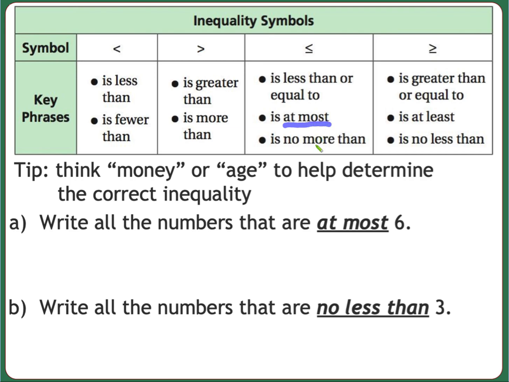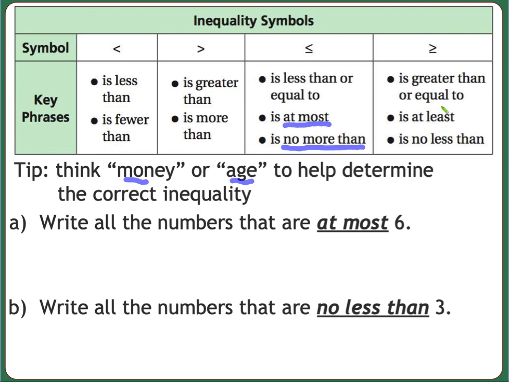Is at most or is no more than. It has the word most and more than in there, yet we're looking at a less than symbol. And that's true if you think about this in terms of money or age. If I have at most $10, that means I have $10 or less. If I have no more than $20, that means I have $20 or less.